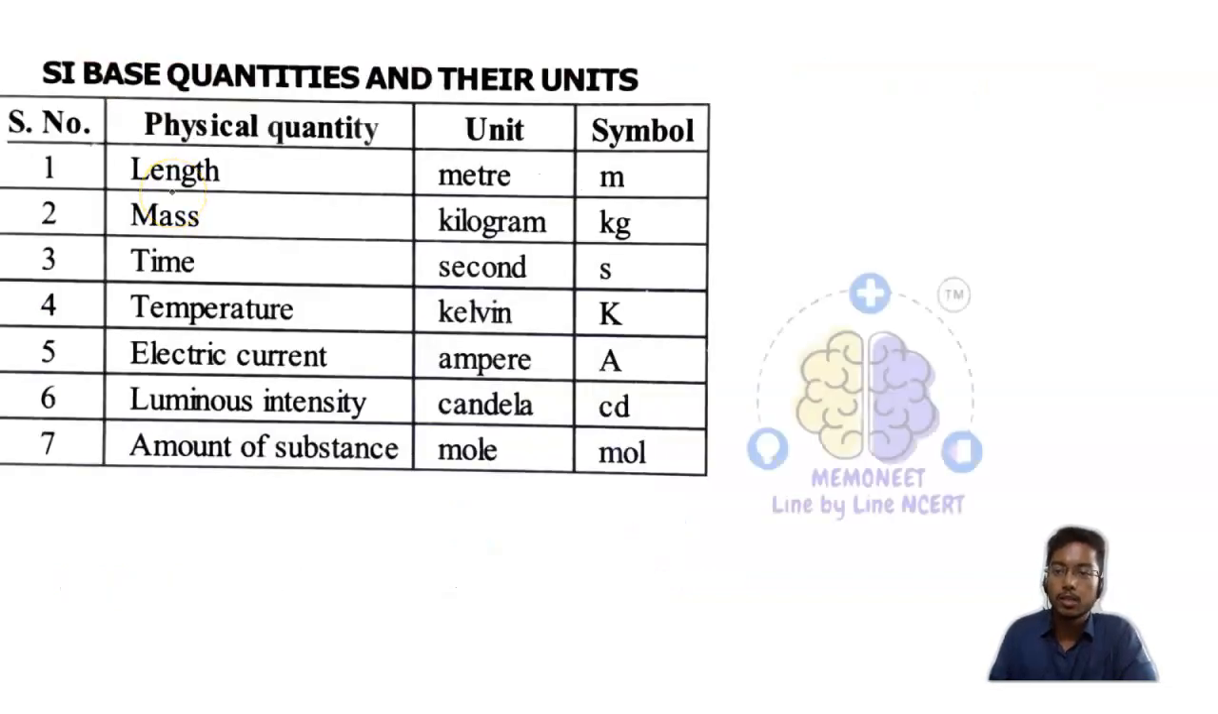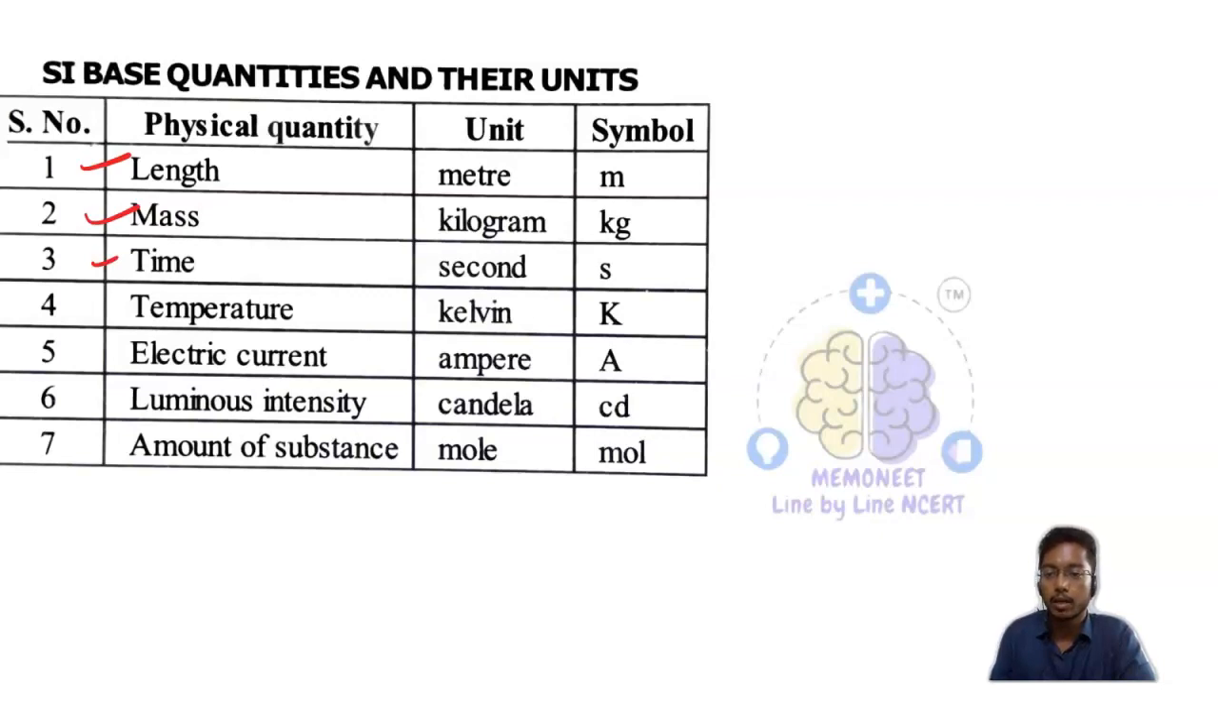Here, the SI base quantities and their units. The first one is length, the unit is meter and the symbol is small m. Then mass, the unit is kilogram and the symbol is kg. Then time, the unit is second and the symbol is small s. Okay, here these are the SI units.